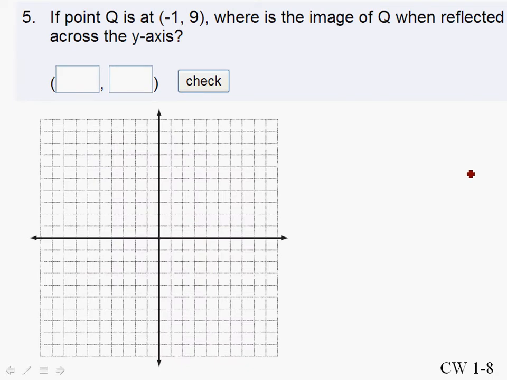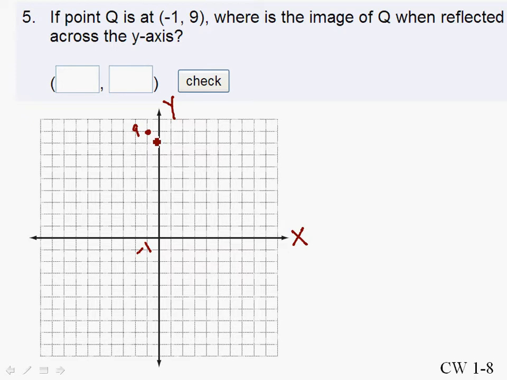Number 5 says if point Q is at -1, 9, where is the image of Q when reflected across the y-axis? So this is our x-axis, and our vertical one is our y-axis. This grid is a 10 by 10. So that means negative 1, 9 would be here. This is negative 1 and 9 for y.